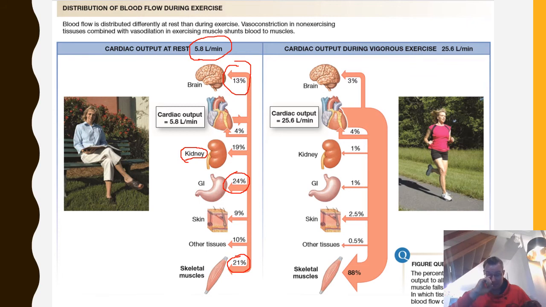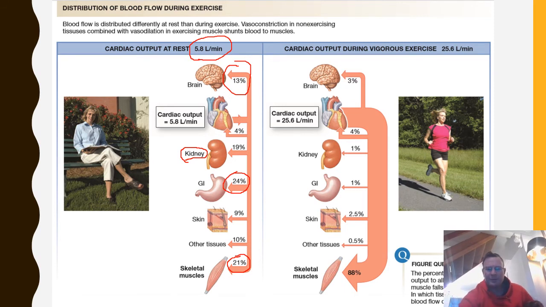Now, as a total volume, you can see that your digestive tract gets 24% of roughly 6 litres. So I guess you're looking at somewhere about, just under, 1.5 litres per minute. Still quite a lot, isn't it, when you think about it?